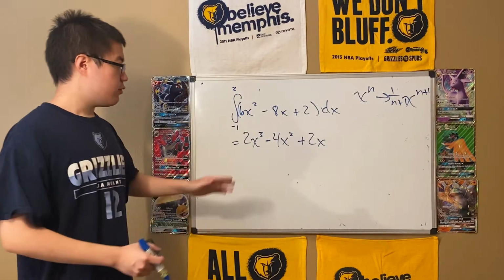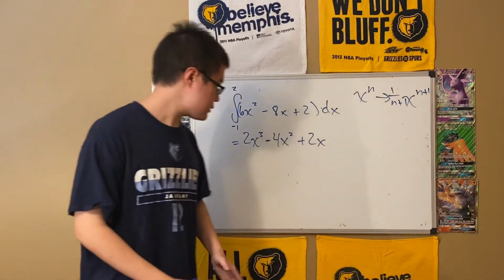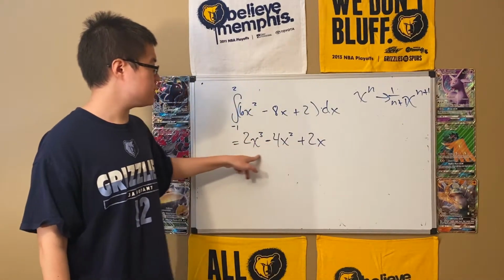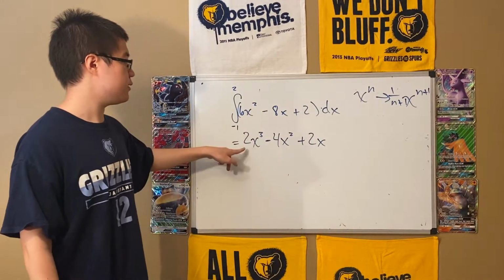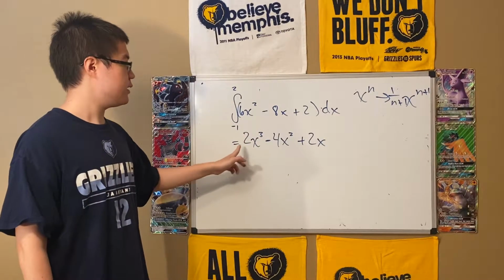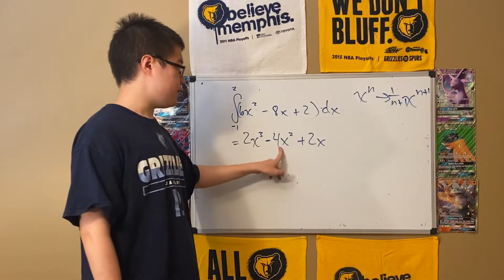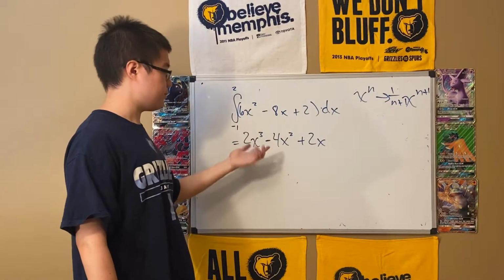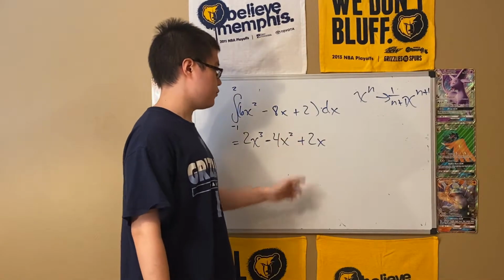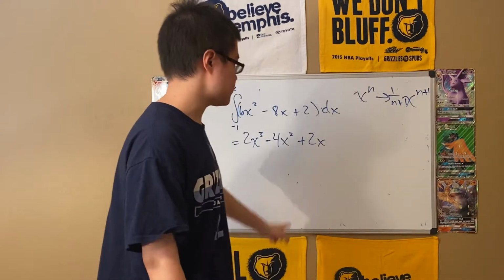Before we do that, remember that you can always check your work if you're sort of new to this process. If you take the derivative of this, you should get this back. So the derivative of 2x cubed, you drop the 3 to the front, that's 6, and then you subtract 1, so it's 6x squared, that is that. The derivative of this, drop the 2 to the front, that's minus 8, subtract 1 from the exponent, minus 8x. And then finally, the derivative of plus 2x is plus 2.